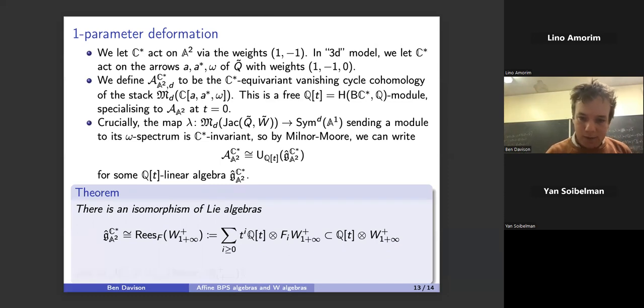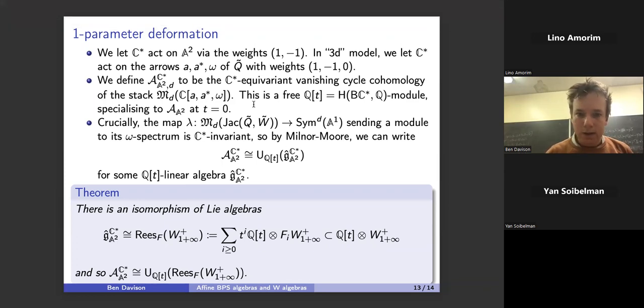The crucial thing here is this is a Q[t] linear Lie algebra such that if I evaluate t equals 0, I get the associated graded Lie algebra. And if I evaluate t at any other number, I get the original W1 plus infinity algebra. So it's a kind of deformation of the interesting algebra to the slightly less interesting algebra. And that's what this deformed affine BPS Lie algebra is. And so in particular, that tells us what the CoHA with this extra equivariant parameter is. It's the universal enveloping algebra of the Rees algebra of W1 plus infinity.